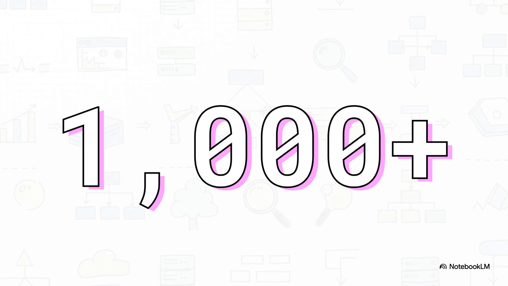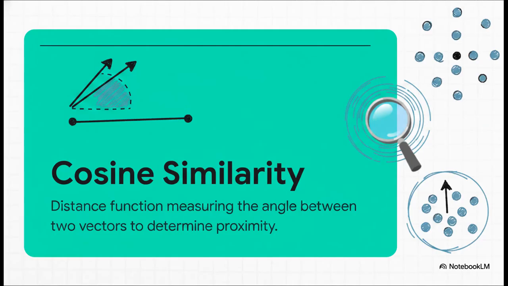The relative proximity of these coordinates is what holds all the magic. So to figure out if two complex concepts mean the same thing, the search engine literally measures the mathematical distance between their numerical arrays. It relies on distance functions like cosine similarity, which measures the angle between two vectors, or Euclidean distance, which measures the straight-line distance between 2 points in space.